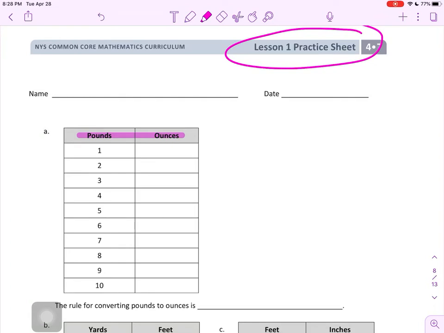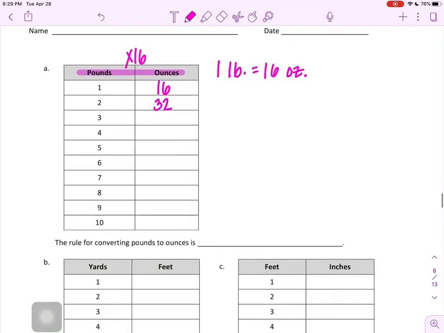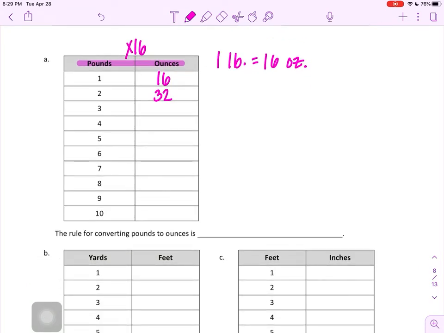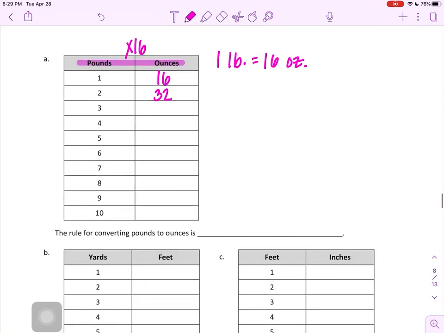So our first table is pounds to ounces. So what you need to know is that 1 pound, and LB is the abbreviation for pound. I don't know where that comes from, but that is 1 pound equals 16 ounces. And OZ is the abbreviation for ounces. So when you are finding ounces from pounds, you are just going to multiply by 16. So obviously 1 times 16 would be 16 ounces. 2 times 16 would be 32 ounces, so on and so forth, all the way down the chart. So the rule for converting pounds to ounces is multiply by 16.